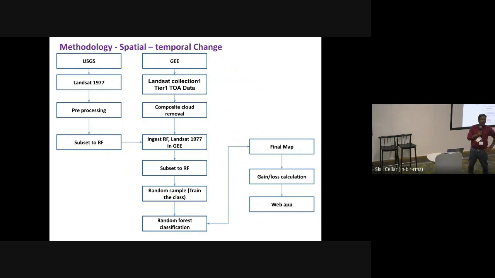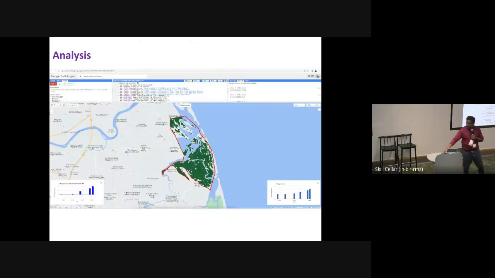And there is a wonderful tool called composite cloud removal. This is a wonderful tool by GEE where I can get a one-year composite cloud-free satellite image. As remote sensing people, we know how difficult it is to get cloud-free images. So from this algorithm, we can easily get one year of cloud-free satellite images. Based on that, we used a random forest classifier, and we calculated the gain and loss of the mangroves in that particular reserve forest. So these are the analyses we carried out.